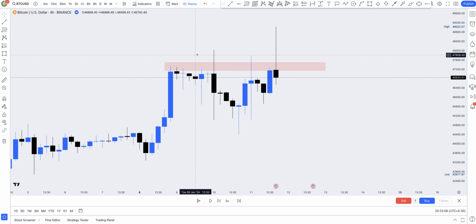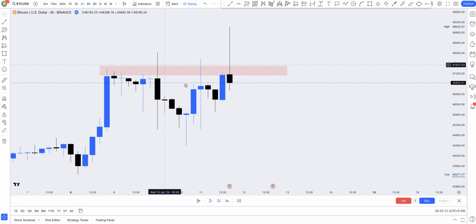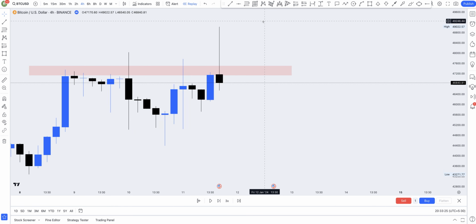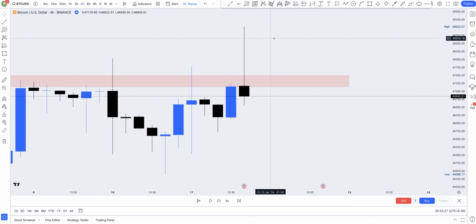Now this resistance zone has become my point of interest. Anytime you can see that price is rejecting that zone, anytime price gets there, I know definitely there will be a reaction around that zone. So immediately I draw my zone here, and the next thing I saw here was this pin bar, the pin bar I just talked about. This is a bearish pin bar.